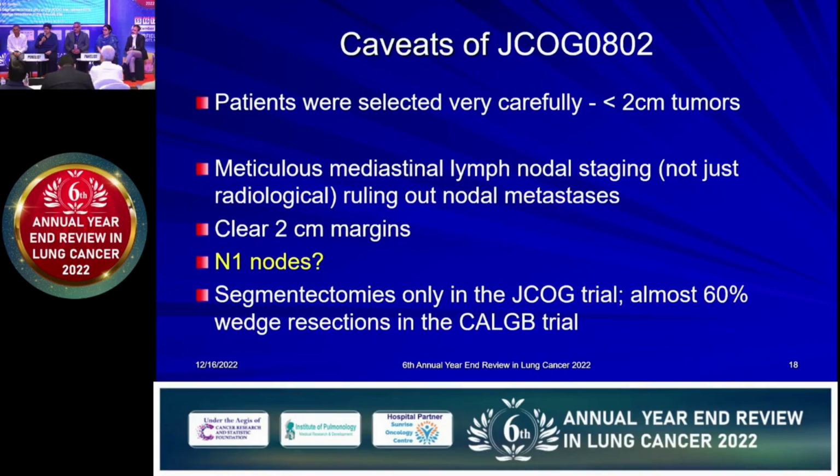The other thing was that they did a mediastinal lymph node dissection also. If any N1 node was there, they would not do a segmentectomy. I think that was the important caveat of the trial. They would do a lobectomy for these patients as well. So it's a very, very selected subgroup of 1A. Yes, Vijay, I wanted to get you in.